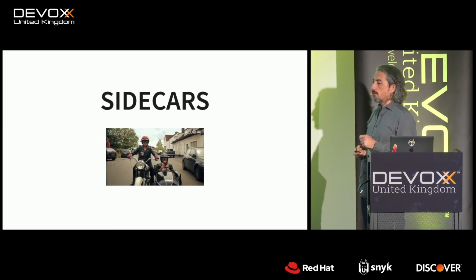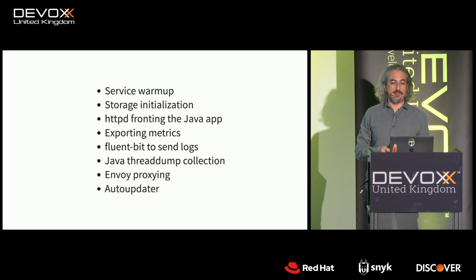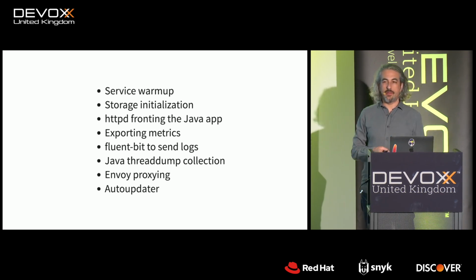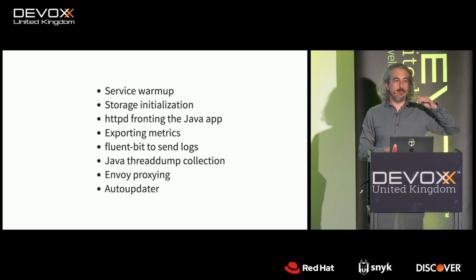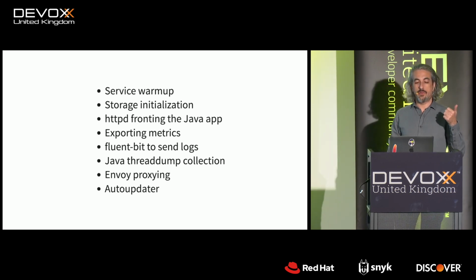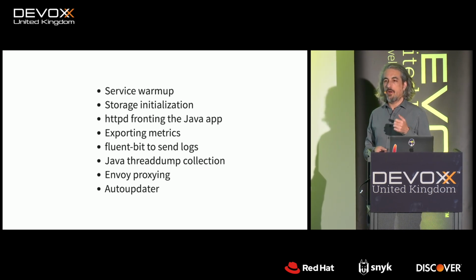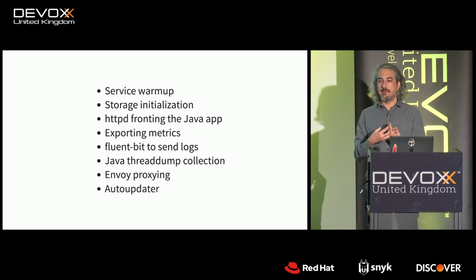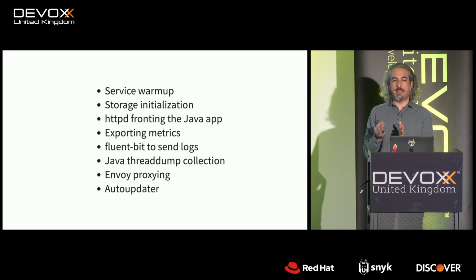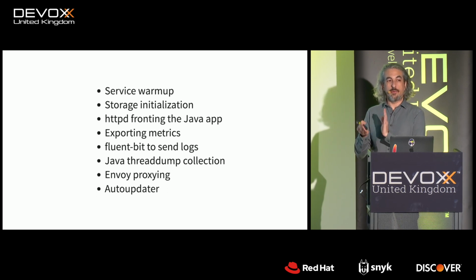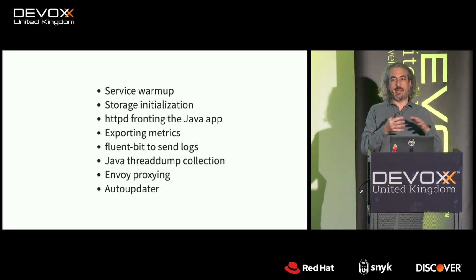So for the sidecars, we have a list of them, like service warm-up, storage initialization. We have HTTPD in front of the Java application. This comes from the non-Kubernetes days that already existed. How to support metrics, how to send logs, how to do thread dump collection, how to auto-update these containers. Instead of putting them in the main application, in the main container, we have sidecars so they can move at different speeds, or typically higher speeds, than if they were in the big application.